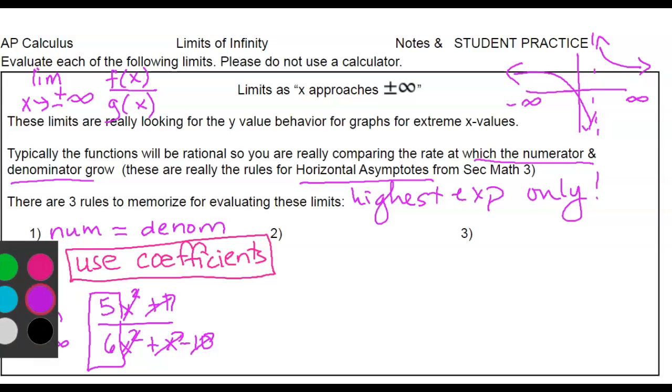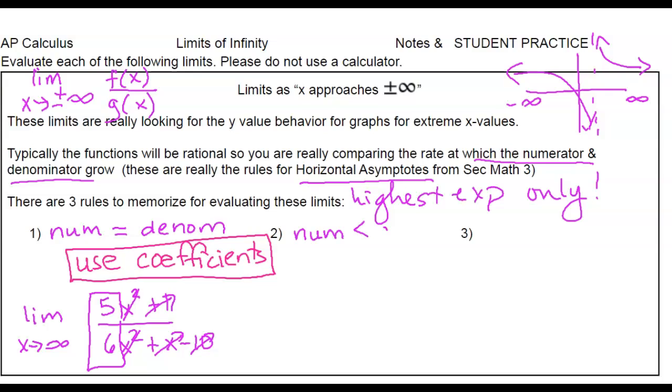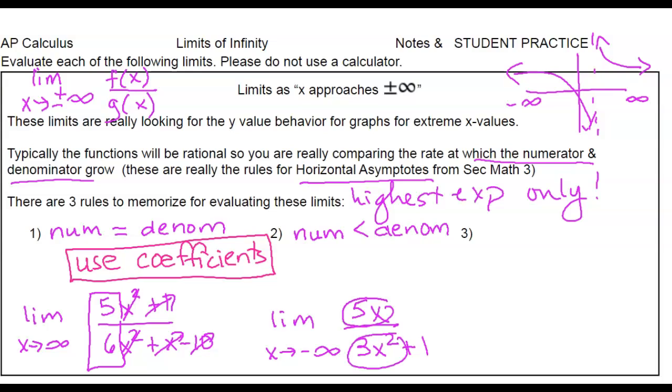All right, so let's see. What else could happen? Well, the second one for students to memorize is what happens if my numerator exponent is smaller than my denominator. So something like 5x over 3x squared, okay? Well, as we're plugging in 10, 100, 1,000, a million, these values are always going to be smaller than these, and since these are being squared, they grow at a faster rate. So we have a really small number over a larger and larger and larger number.